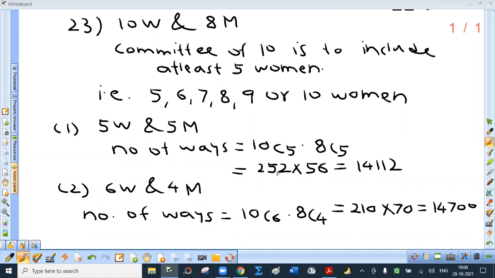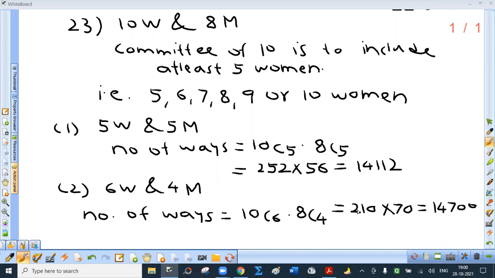Do not write this directly. One student has written these 2 values in chat box. That is why I have directly written this. In the exam, you have to find these values. So 252 into 56 comes out to be 14,112. Second, 6 women out of 10 and 4 men out of 8.